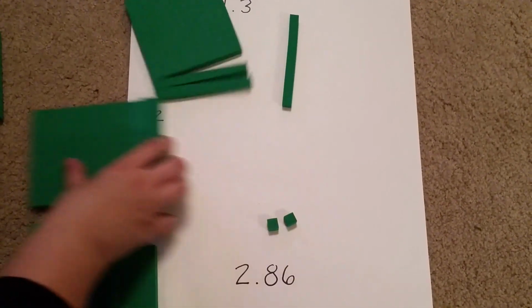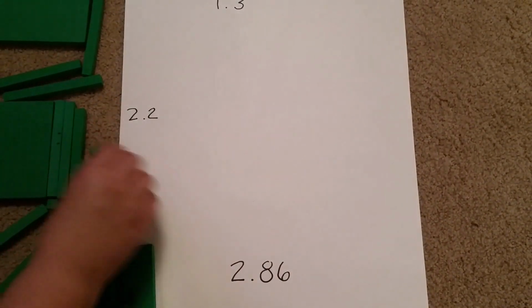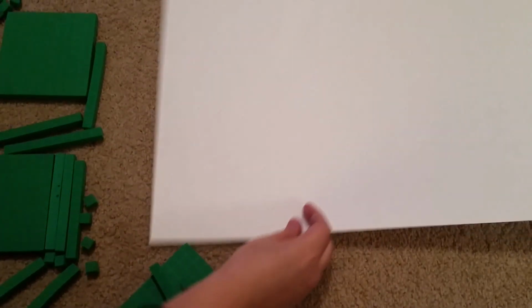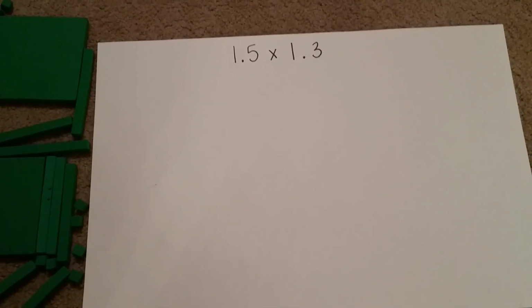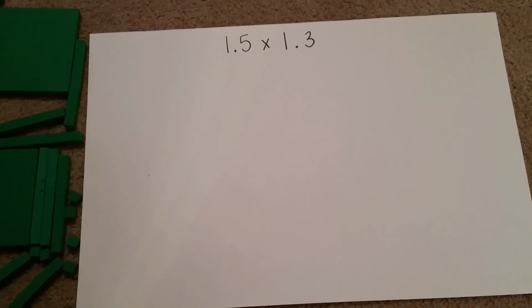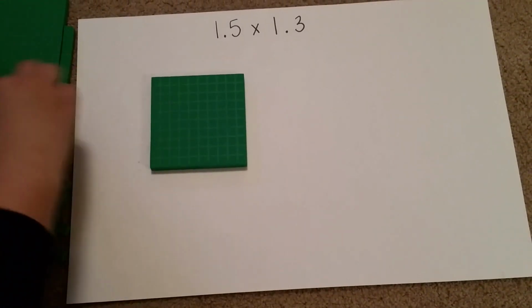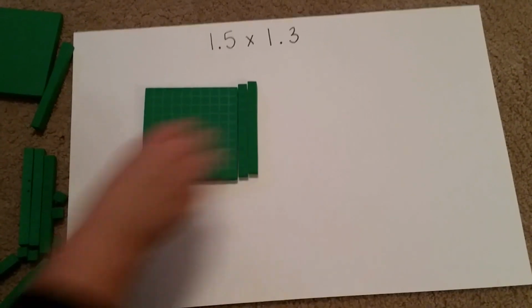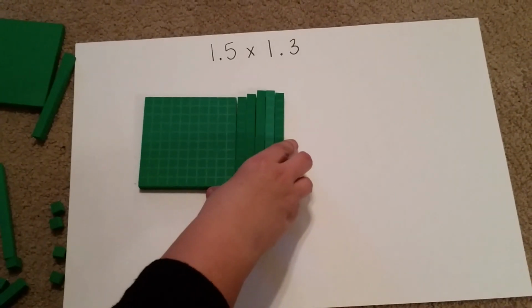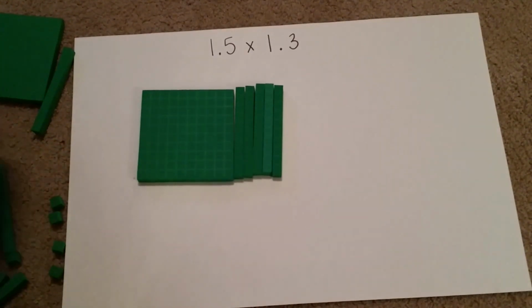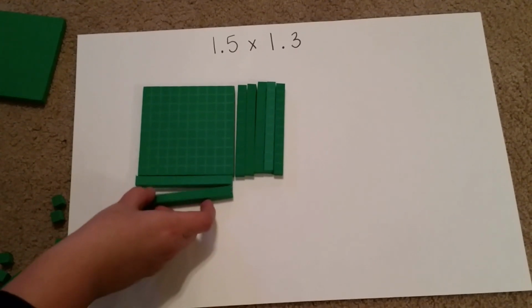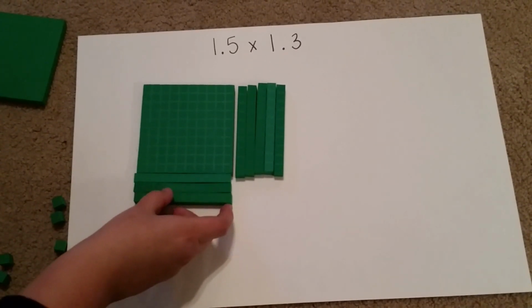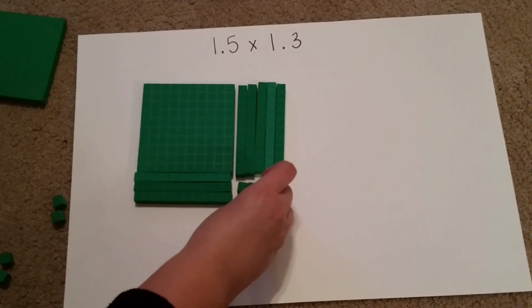Depending on the size of your decimals, it may be necessary to regroup. In this example, students will need to regroup. I'll go ahead and build my 1 5/10. And now my 1 3/10. Remember that this is counted twice. I'll now fill in the rest of my array.